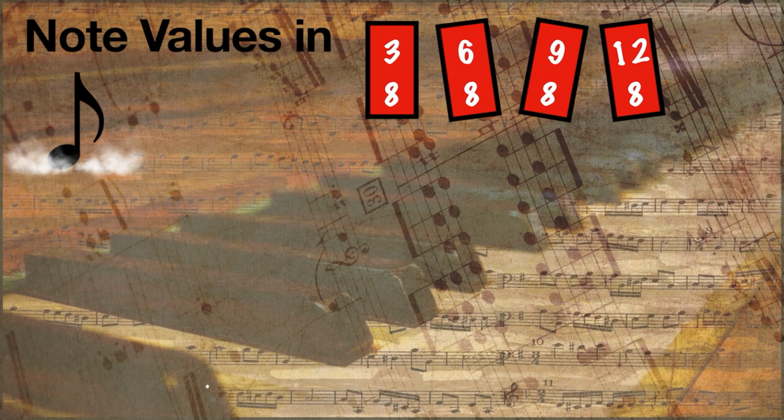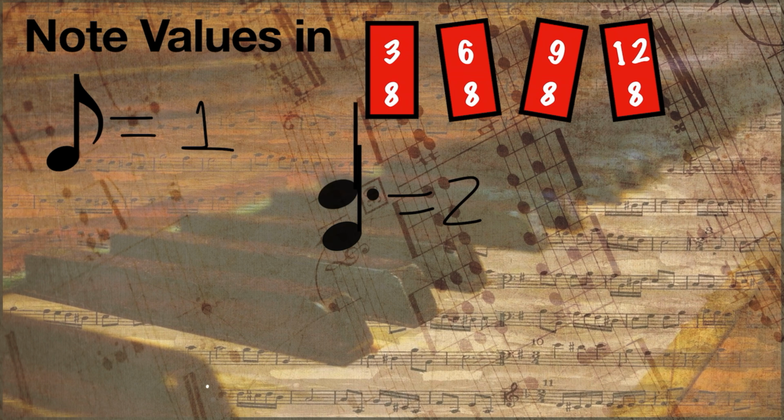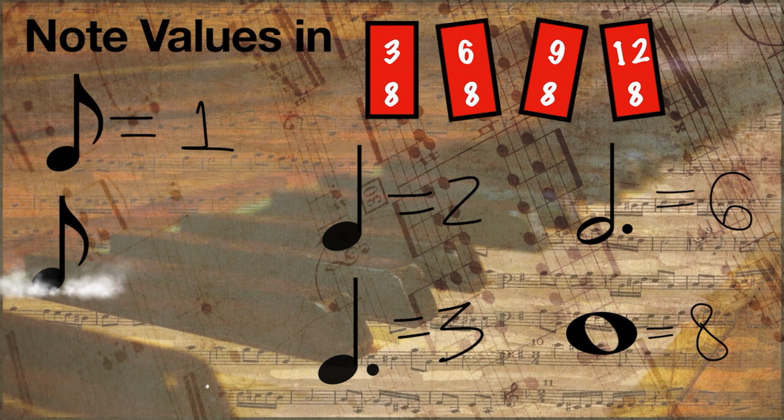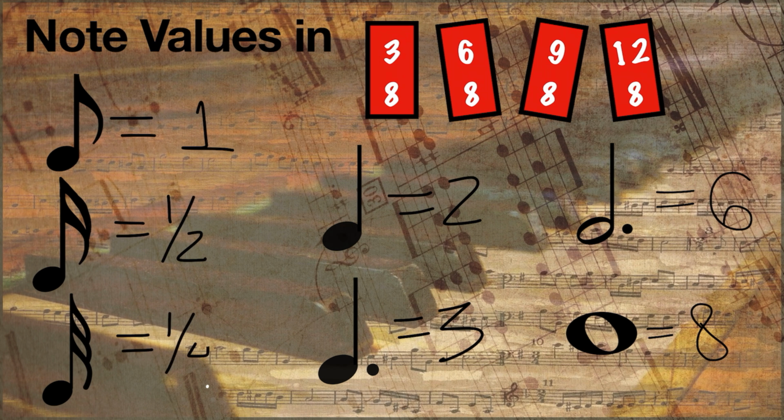The eighth note now equals 1 beat, and the quarter note is 2 beats. The dotted quarter note is 3 beats. The dotted half note is 6 beats. The whole note is 8 beats. The 16th note is only half a beat, and the 32nd note is a quarter beat. Now these are some of the most common note values that you will see in these type of time signatures. If you see any other type of note values, just use the same rule.